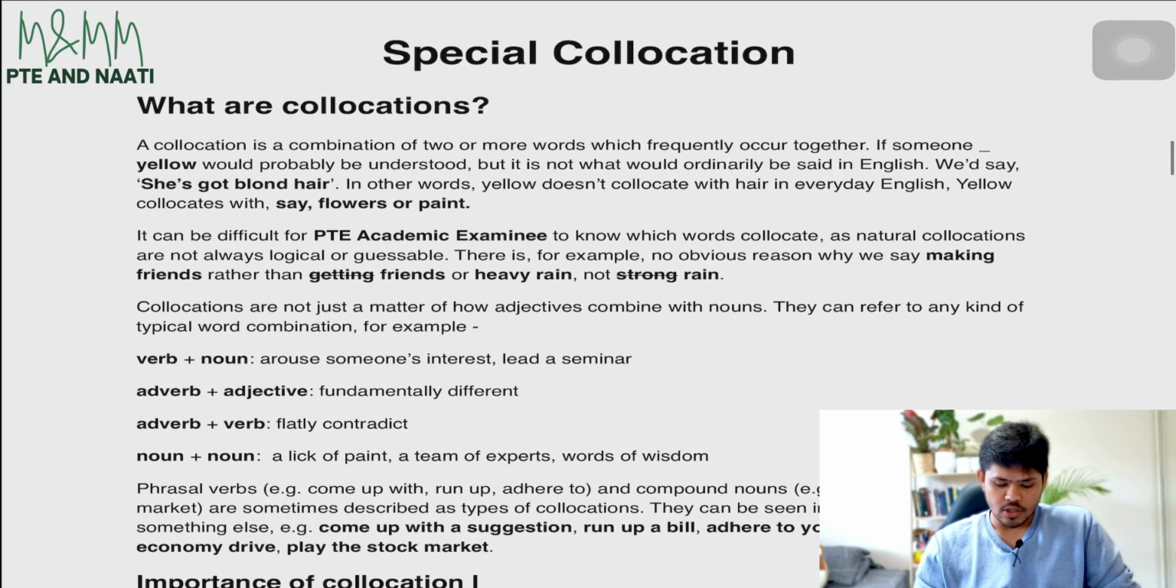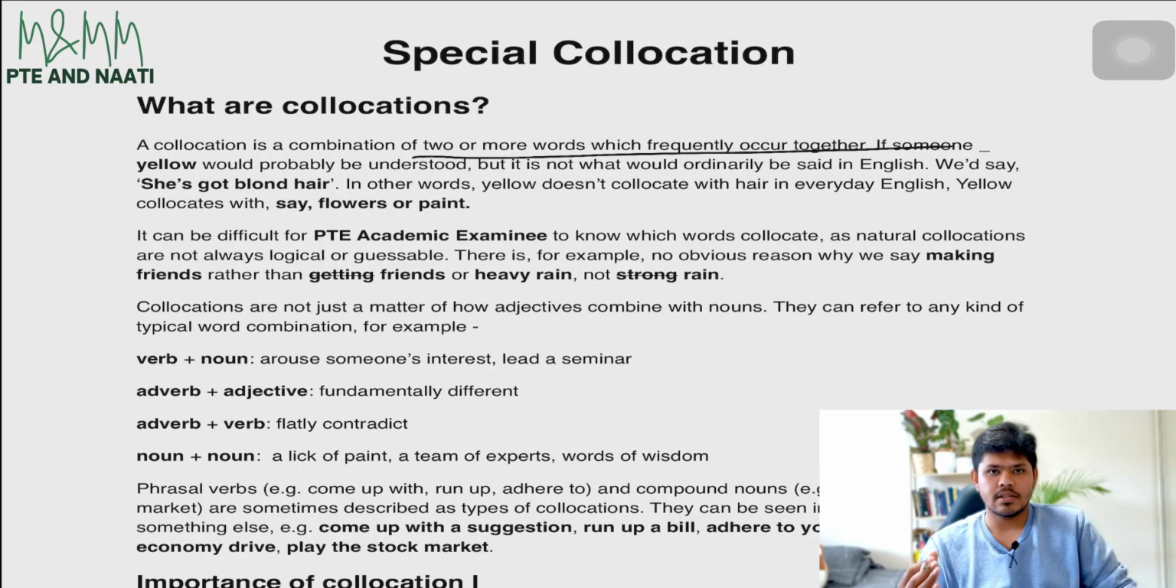All right. So this is a document that I have. Let us today understand a few things more about collocations. Obviously, we have gone through the definition. Collocation is a combination of two or more words which frequently occur together. Now, let's say somebody has hair that has a glimpse of yellow color. So do you ever say she's got yellow hair? No, we say she's got blonde hair.